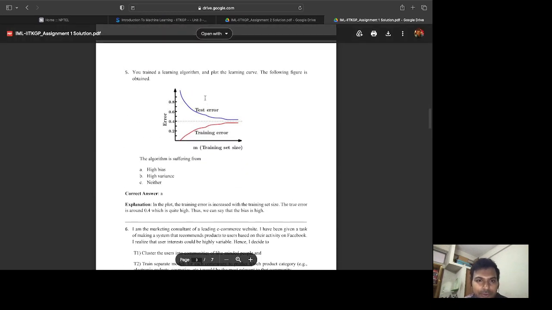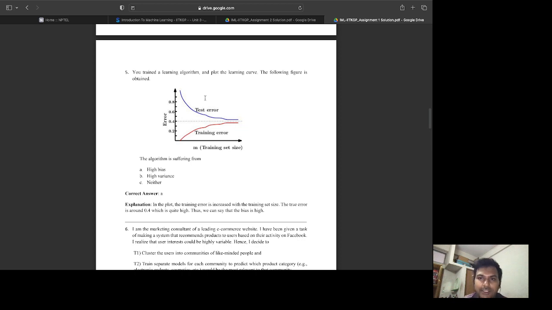You trained a learning algorithm and plot the learning curve. The following figure is obtained. The algorithm is suffering from high bias. Training error has increased and test error has decreased. Are you talking about this particular curve which was there in question 5? Here, as the training set size is increasing, the training error is also increasing.